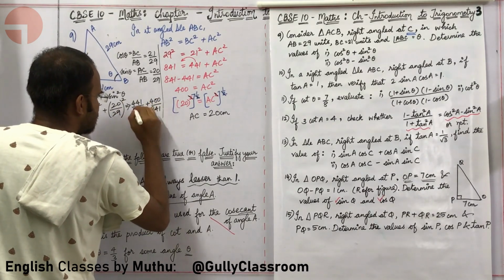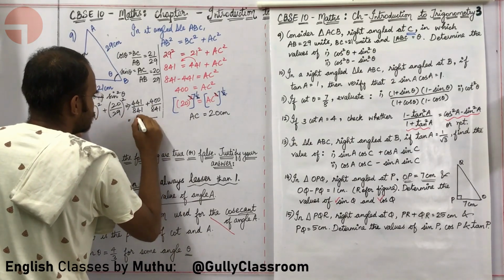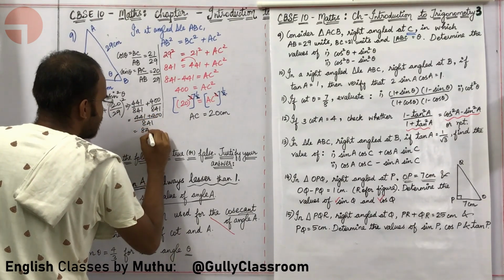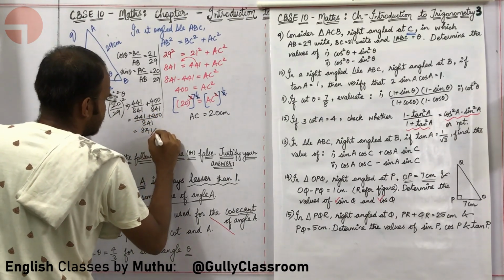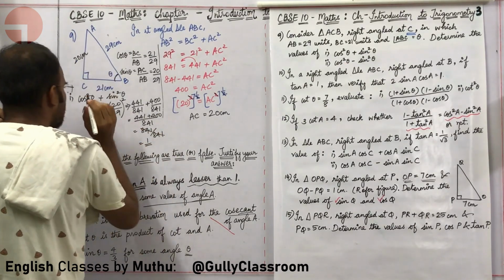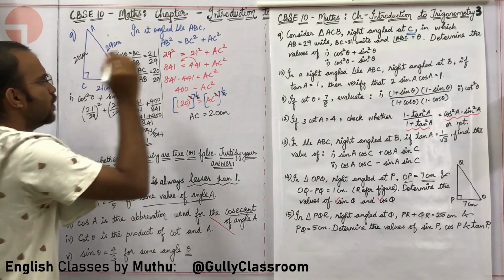square is 841. So here the denominator is the same, so I can simply add the values in the numerator, which is going to be once more 841 divided by 841. So I can cancel this value. The answer for the first option is 1. Okay sir, fine.